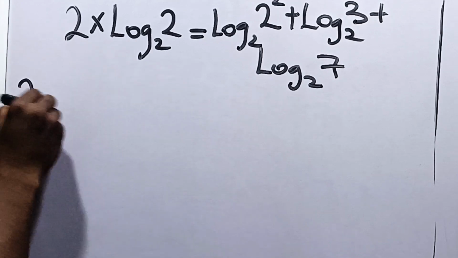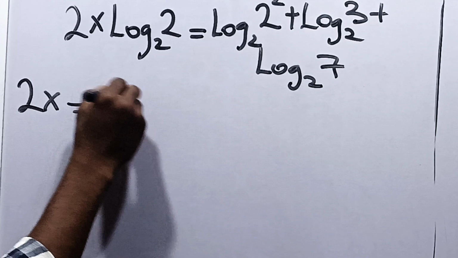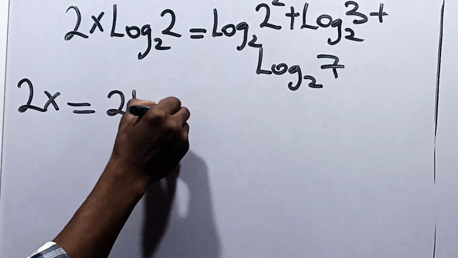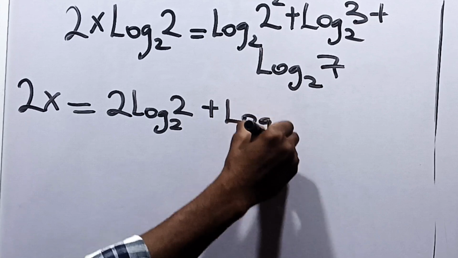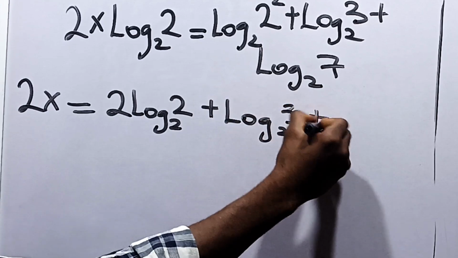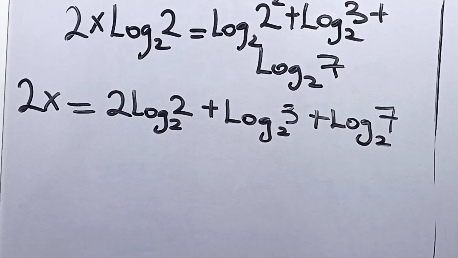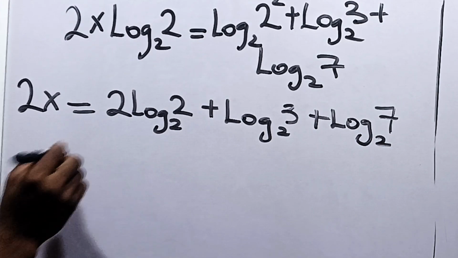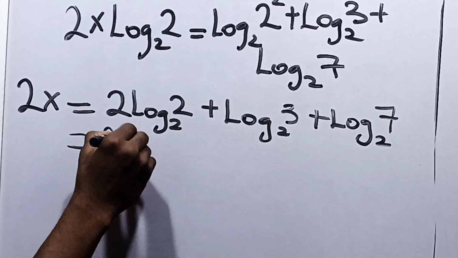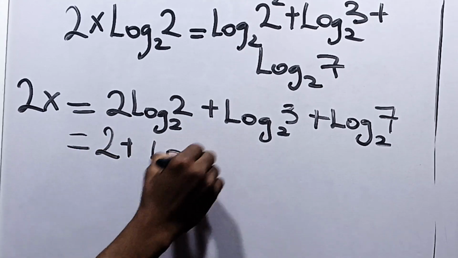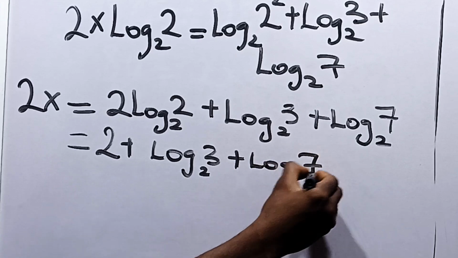So we have 2x left here to be equal to, on this side we have 2 multiplied by logarithm of 2 to base 2 plus logarithm of 3 to base 2 plus logarithm of 7 to base 2. Okay, from here we now have this to be equal to, logarithm of 2 to base 2 is 1, times 2 is 2, plus logarithm of 3 to base 2 plus logarithm of 7 to base 2.